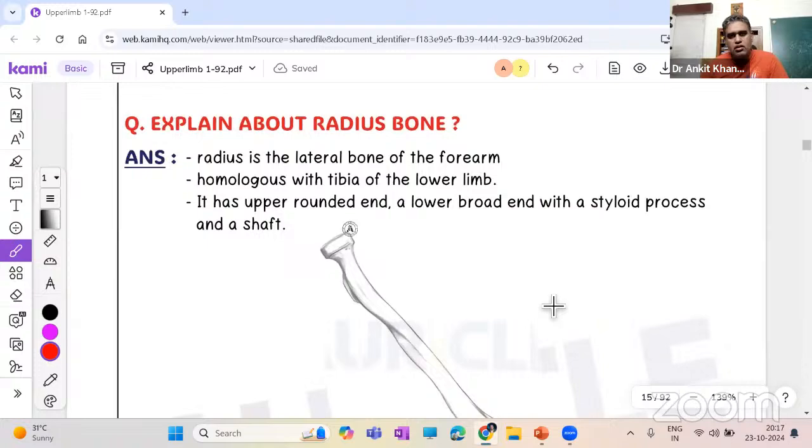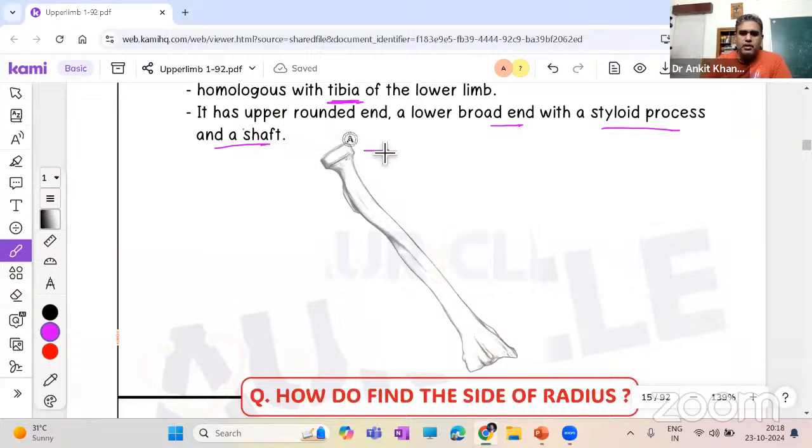I'll demonstrate over here also. So a question can come like, explain about the radius bone. So radius is the lateral bone of the forearm, homologous with the tibia, as you can see. It has an upper rounded end and a lower broad end with a styloid process, and a shaft. So here you can see the radius bone in this image. This is the upper rounded end. See it carefully, you should identify it by this. And the lower end you see is quite broader compared to the upper end. So this is the lower broad end.